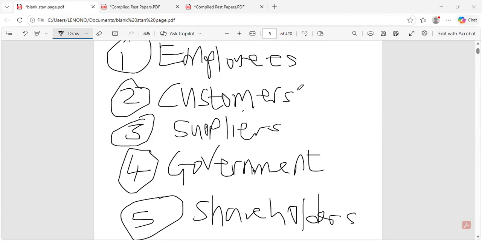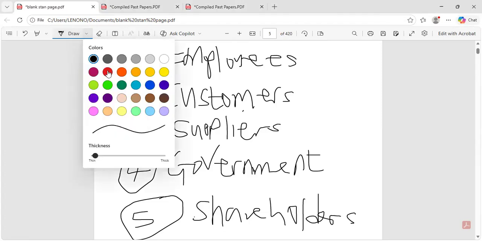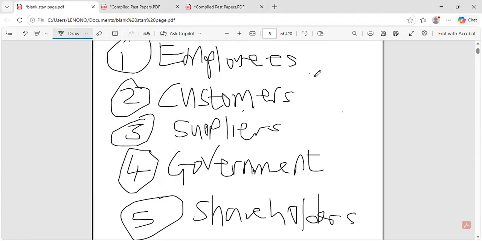Then customers are interested in knowing whether they are going to continue buying from that organization. These customers are also called what? Debtors. Customers or debtors.